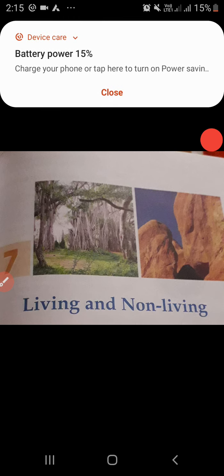All living and non living things are made up of matter. So, you have already read that matter occupies space and has mass. So, thus, all living and non living things have mass and occupy space.